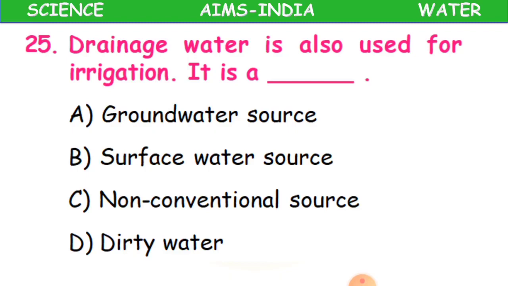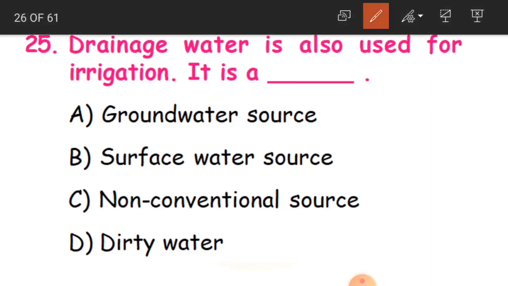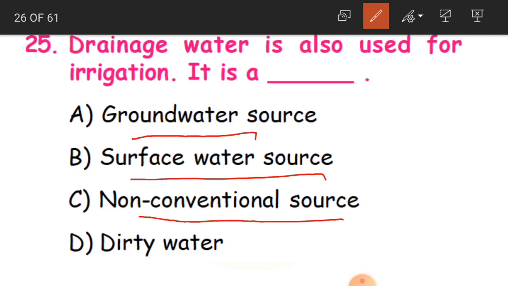Drainage water is also used for irrigation. It is a dash. Okay, drainage water. You know what is drainage water? Whatever the waste water is there, it is also used for irrigation. It is a dash. Is it a groundwater source? Is it a surface water source, or a non-conventional source, or is it a dirty water? Okay, so what is it, children?